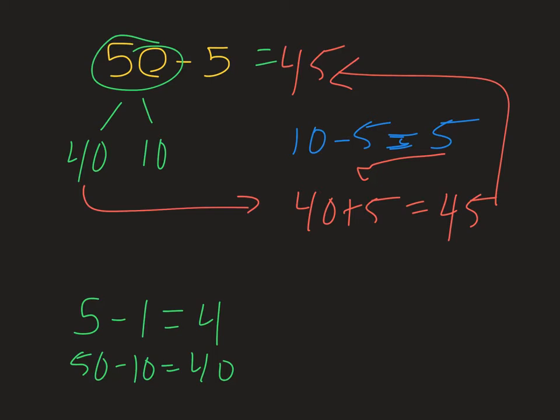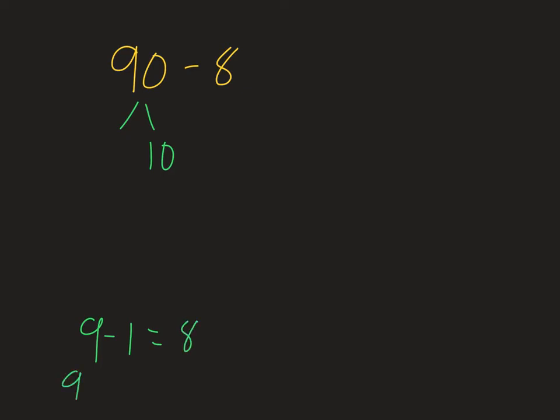Alright, let's do one of these quick ones, and then we'll go into our full lesson. Let's do 90 minus 8. Okay, so first things first, let's number bond and pull out 10. 9 minus 1 equals 8. So 90 minus 10 equals 80. When we pull out 10, we get 80 left.